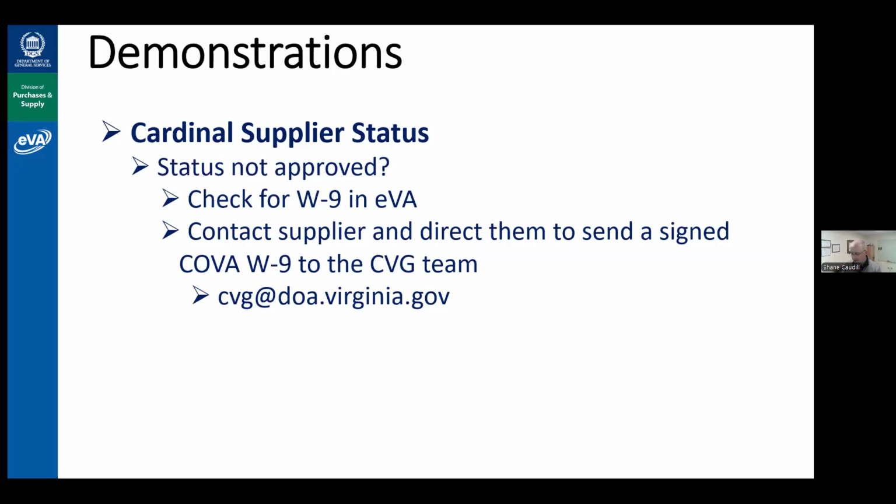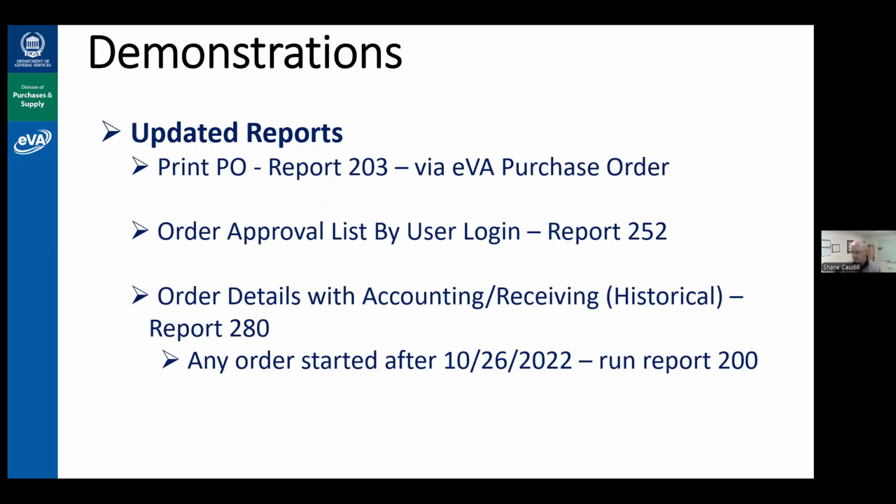A couple other things I'm going to buzz through. PO print report 203. I want to show you that. I know we've looked at that before, but some new things are in there. Order approval list by user login, that's report 252. I want to show you that one. We've actually had a couple new enhancement requests coming on that, so that report might even get better.